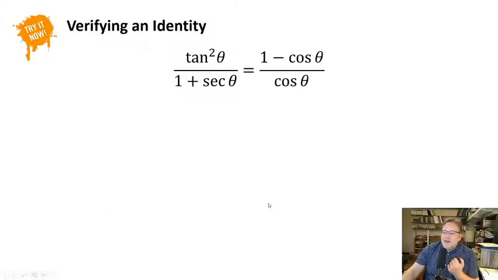All right, so try this one by yourself as well. Tangent squared theta over 1 plus secant theta. Boy, I think I recall some kind of Pythagorean identity that shows a relationship between secant squared theta and tangent squared theta. See if you can make use of that as we work on this problem, but on our own.